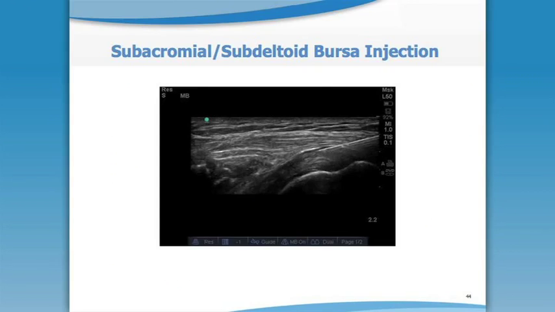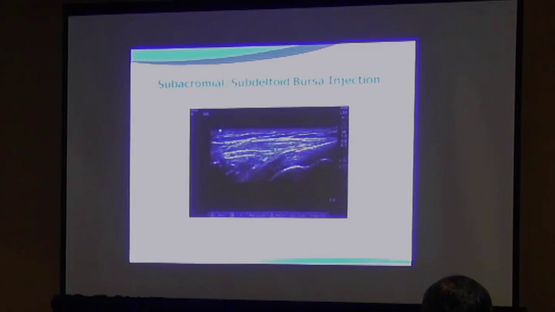Bursal injection, I don't have a video clip of, but you can see the needle very clearly placed into the subdeltoid bursa, just over the bursal side of the rotator cuff.